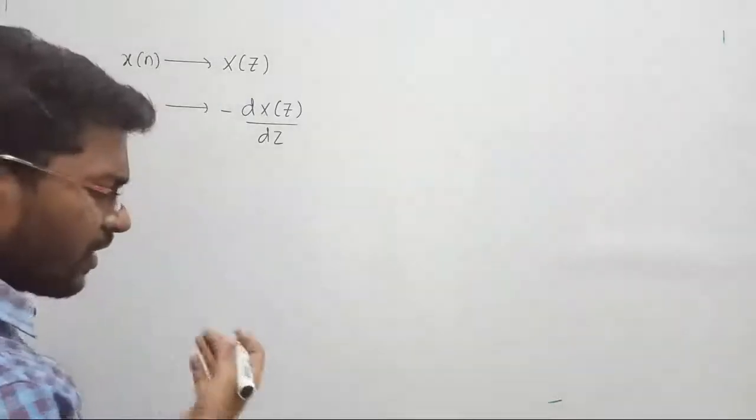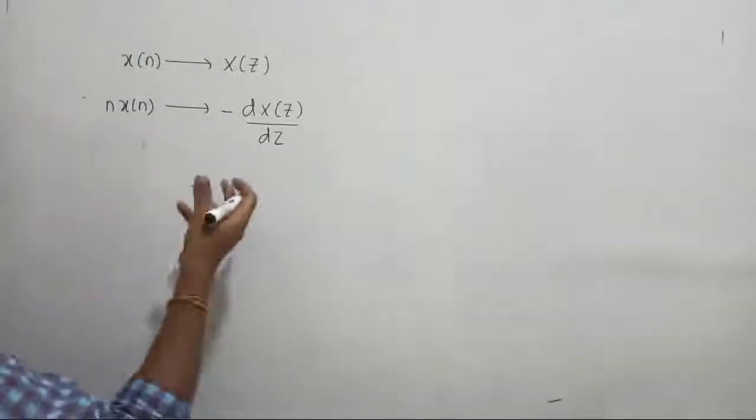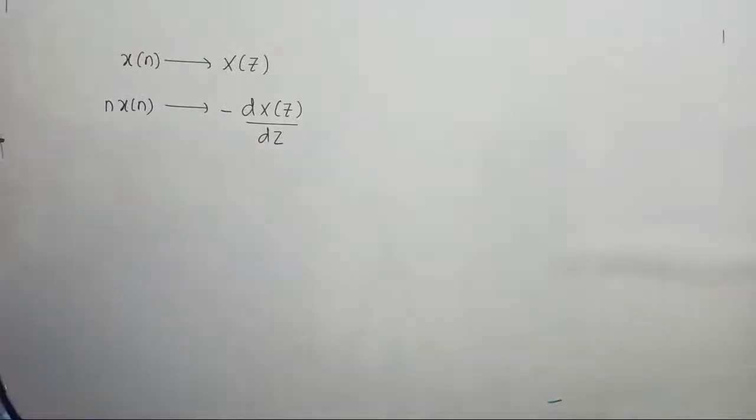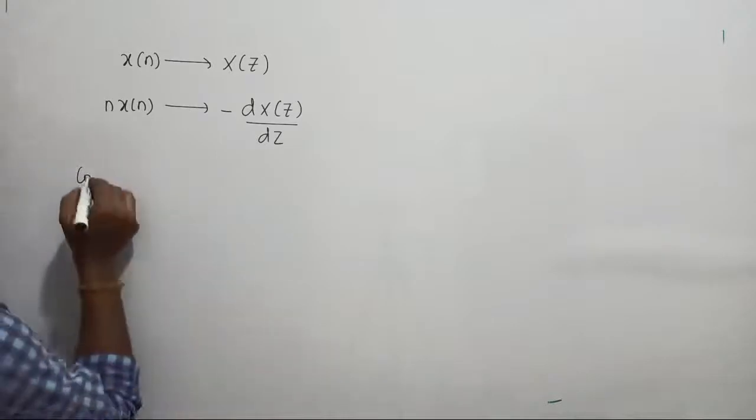Whichever things we saw in Laplace transformation, the same thing I am defining, but the thing is we are doing these in the discrete domain. That is the difference. Nothing is going to be new. So this is called differentiation. Next, we are going to learn a new thing, which is called convolution.